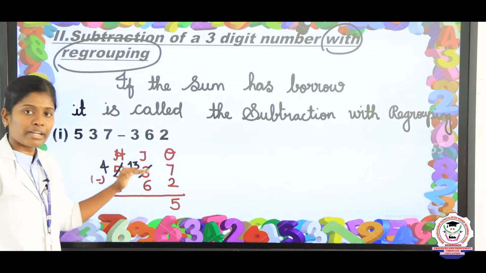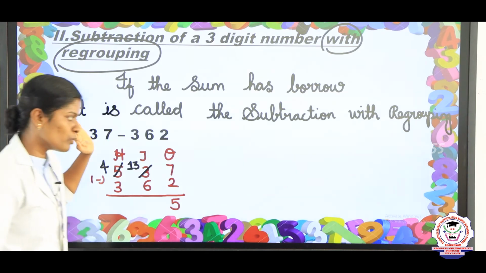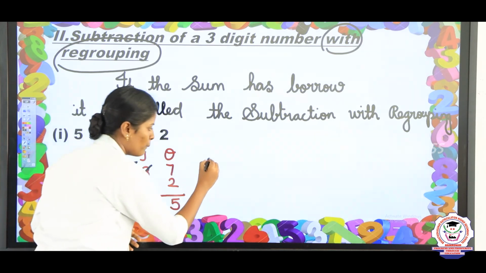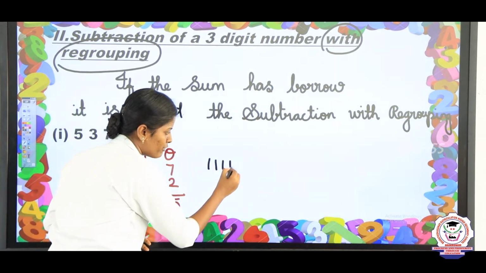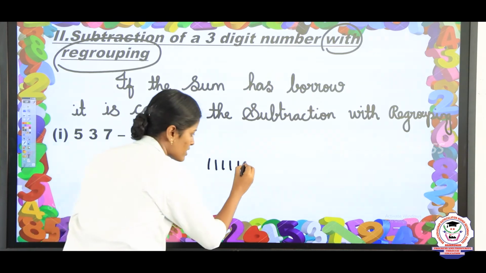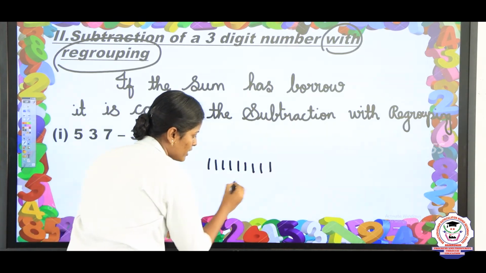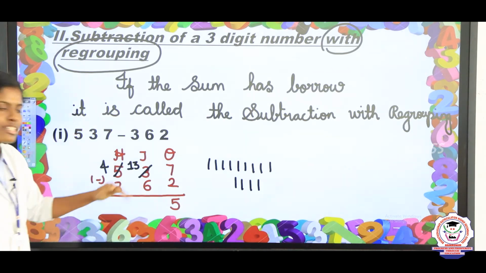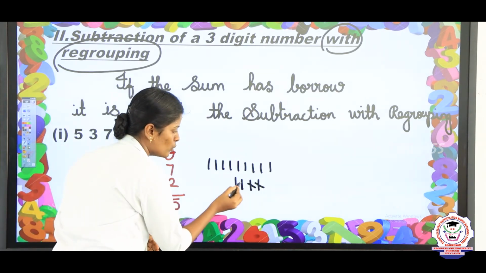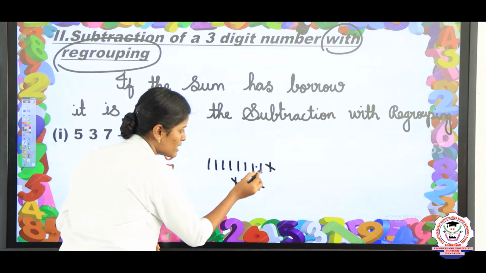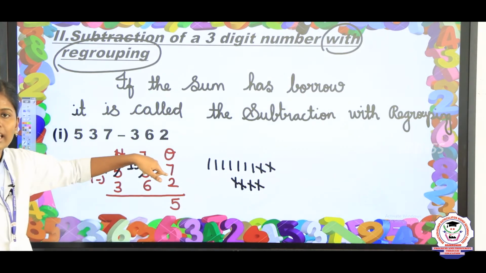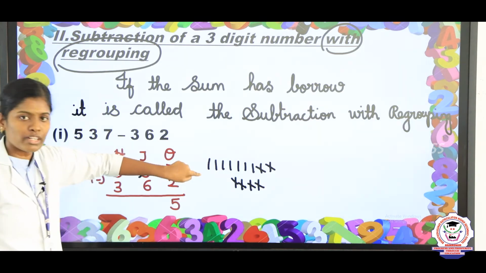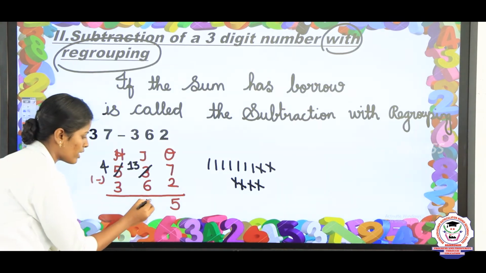Now we are going to subtract 13 minus 6. Just put 13 lines and then strike out 6 lines. So listen children, put 13 lines: 1, 2, 3, 4, 5, 6, 7, 8, 9, 10, 11, 12, 13 lines, and strike out 6 lines: 1, 2, 3, 4, 5, 6. Remaining how many lines are there? 1, 2, 3, 4, 5, 6, 7. So the answer is 7.